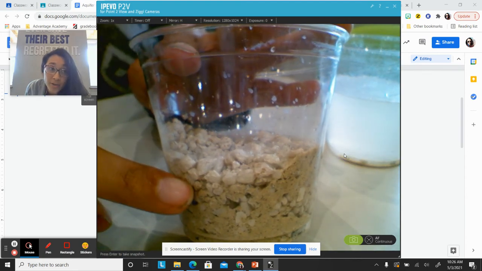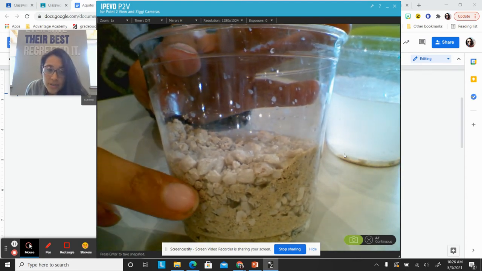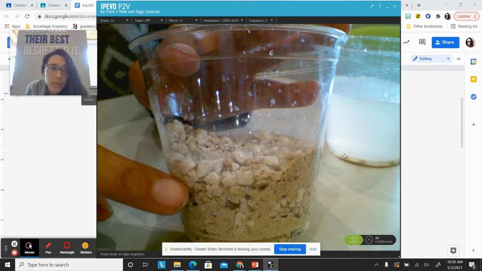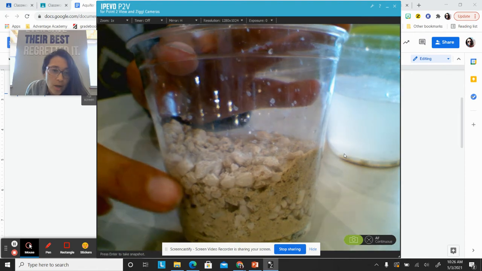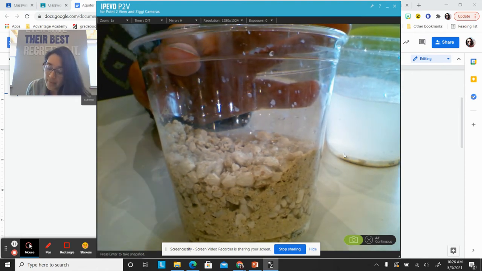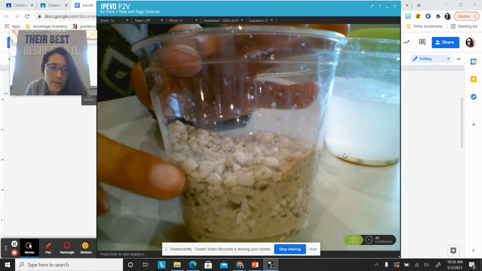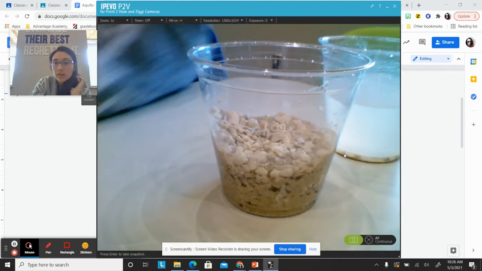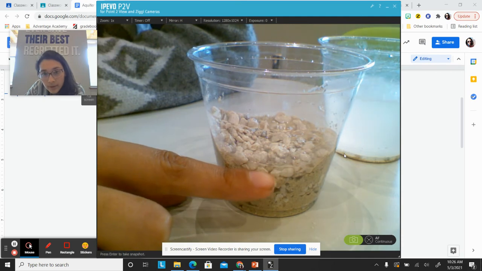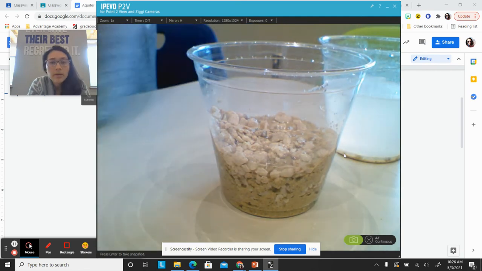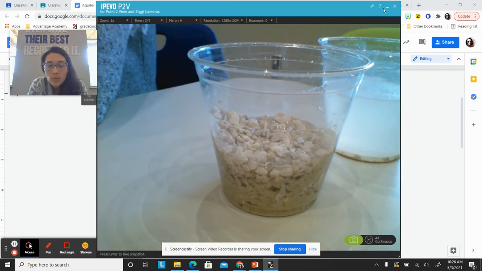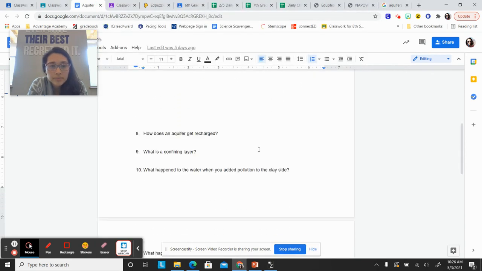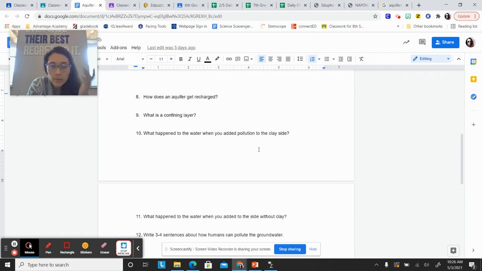underneath is called the water table. The water table is just how much water is being stored in the aquifer. So where that water stops is the water table. So you can kind of see that layer there now, right there. Okay. So water table is where that water stops underneath the ground. I already answered, how's an aquifer get recharged?